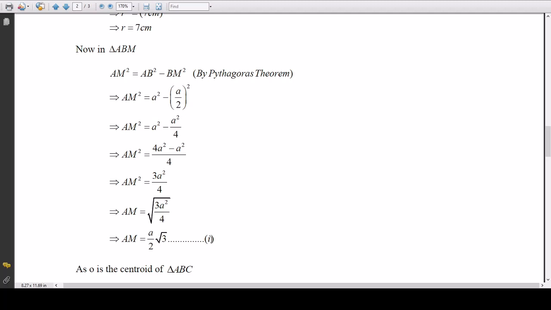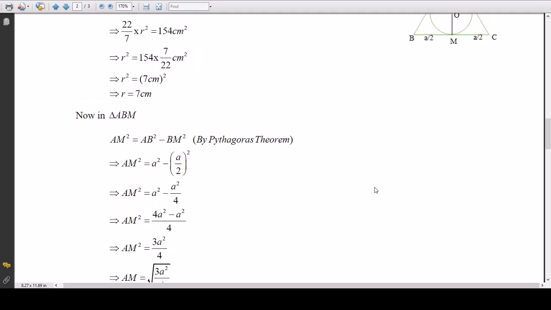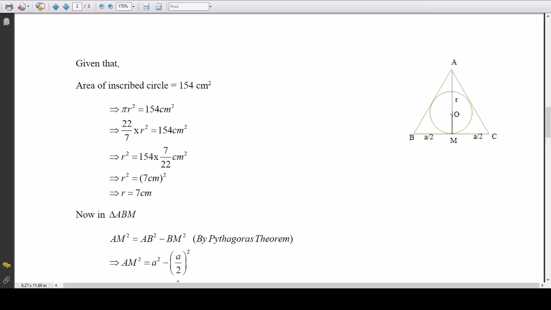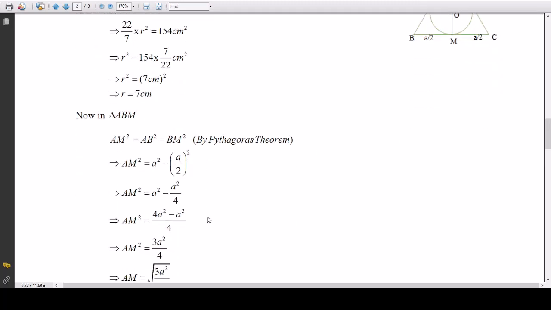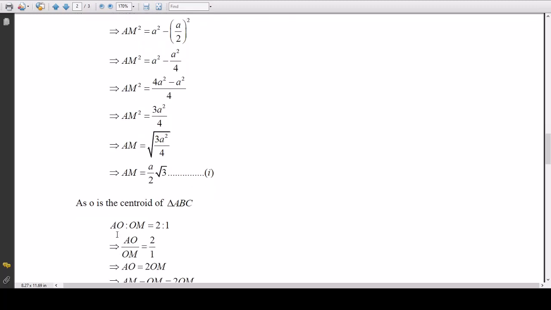Now, as O is the centroid of triangle ABC, AO to OM will be divided in the ratio 2:1. This is the property of the centroid of a triangle, which I think you have read in class 9, and we'll utilize that property here. As O is the centroid of triangle ABC, therefore the ratio of AO to OM will be 2:1.